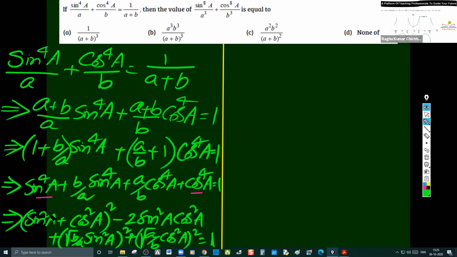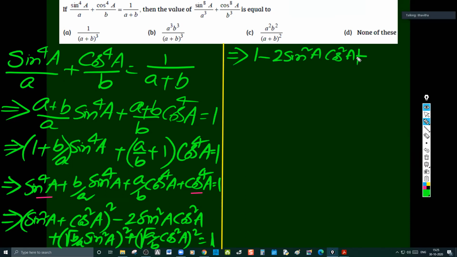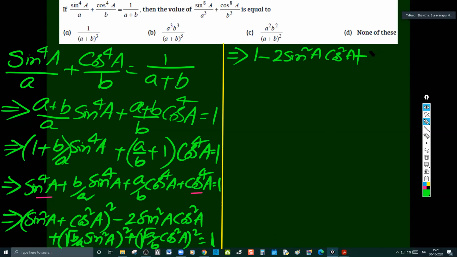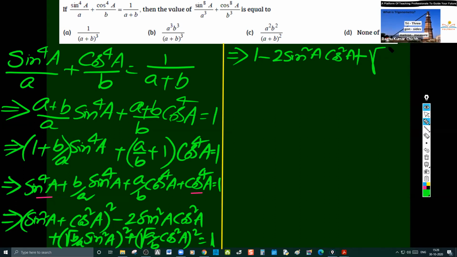Now, do you tell me this sine square A plus cos square A value? 1. What is the remaining now? 1 minus 2 sine square A cos square A. Correct? Yes. Now, this is to be carefully seen. A square plus B square. What is the formula just now we applied for A square plus B square here? A plus B whole square minus 2AB. Come on, tell me that. Root over B by A sine square A.